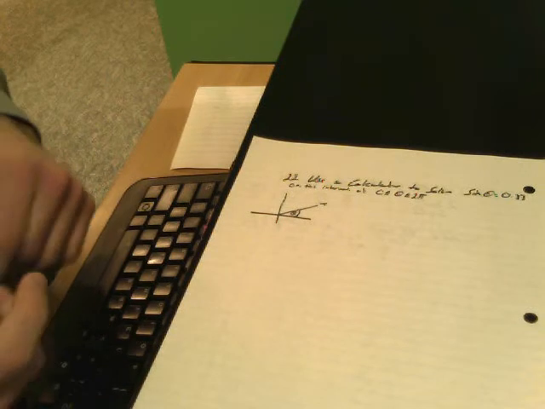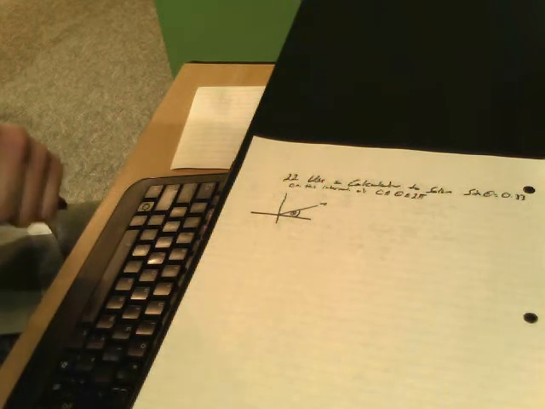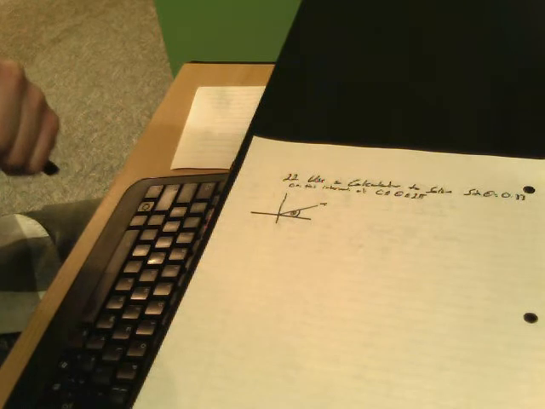Okay, this is Math 1430, practice test number 3, question number 22. We are asked to use a calculator to solve sine of theta equals 0.33 on the interval where theta is greater than or equal to 0 but less than or equal to 2 pi. You are going to need a calculator for this.